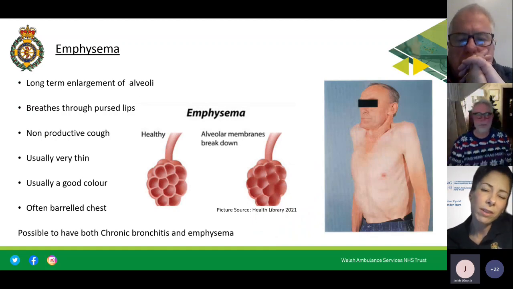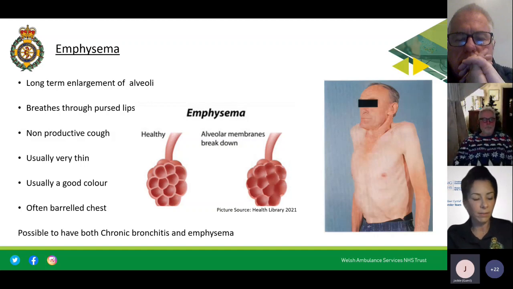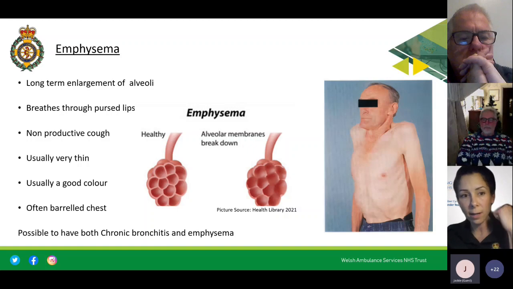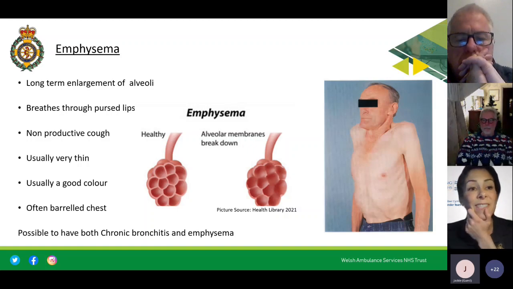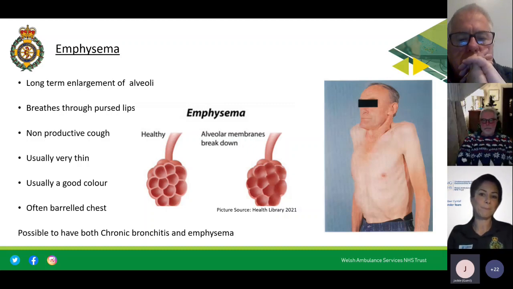Just to note as well, it's not very pleasant, but chronic bronchitis patients tend to be called blue bloaters. You might have heard that phrase before, just because they tend to be bigger patients and also because of that cyanosis. With the emphysema patients, they tend to be known as the pink puffers, and we'll go into why now.